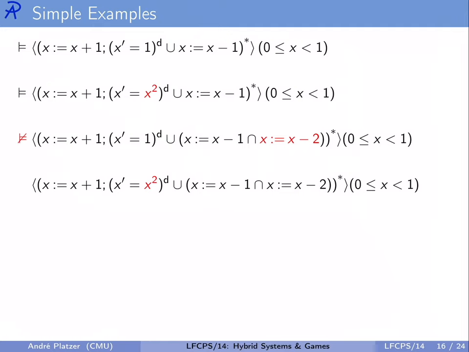What now happens if you take the same example, but again modify the differential equation to x squared? Well, in that case, Angel can play this game repeatedly. We've just seen that because Demon gets to choose whether the value is decreased by 1 or by 2, he can make the value negative if he wants to. If the value is negative, however, something interesting happens.